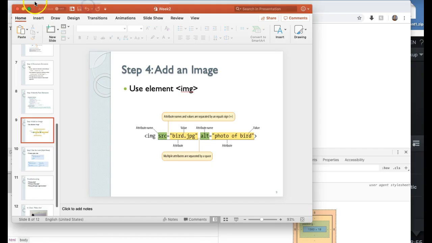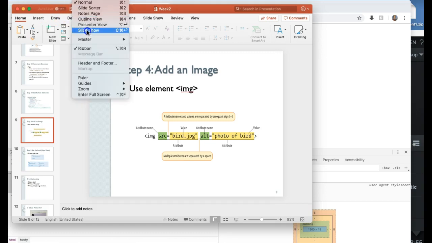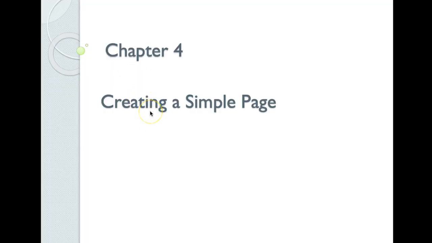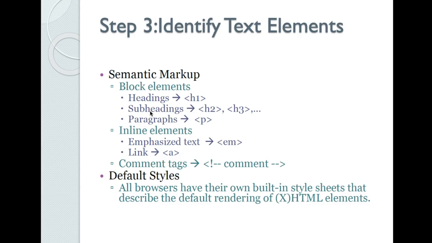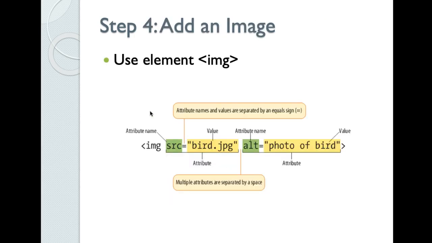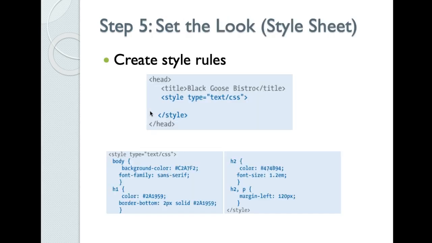So once you get your content down, you add your image. And I'm in presenter view. I apologize for that. Let me do slideshow. And we'll get back to this. So once you add your image, now you have the time to create CSS aesthetics. And this is step 5, set the look. So in this example, we have the Black Goose Bistro. We have CSS, and inside that CSS, we can maybe make the body tag have a background color, font family sans serif, H1, etc. And we can set that look.